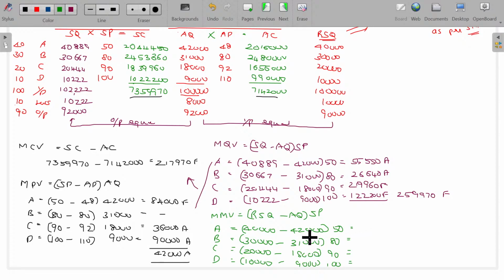2,000 consumed excess into 50 means 1 lakh adverse, and 80,000 adverse, 2,000 lesser, so 1,80,000 favorable. Here 1,000 lesser, favorable, into 100, 1 lakh favorable. Ultimately you will get 1 lakh favorable.